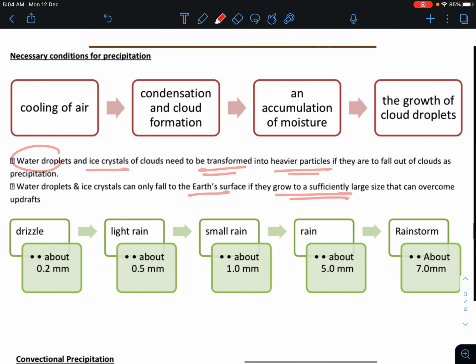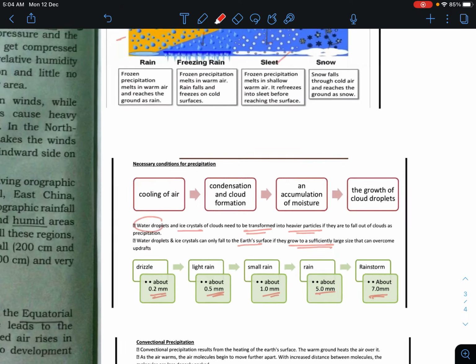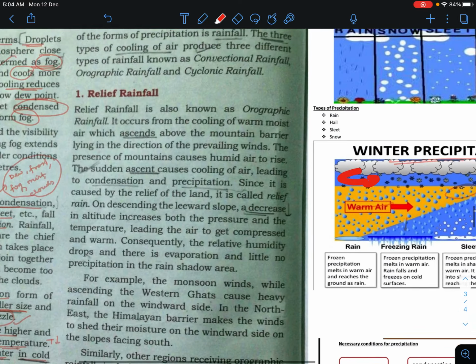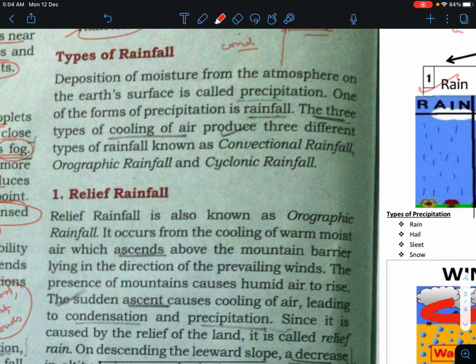Now, what is the size of the drizzle? Drizzle is about 0.2 mm, light rain about 0.5 mm, small rain about 1 mm, rain about 5 mm, and a rainstorm about 7 mm. Okay.